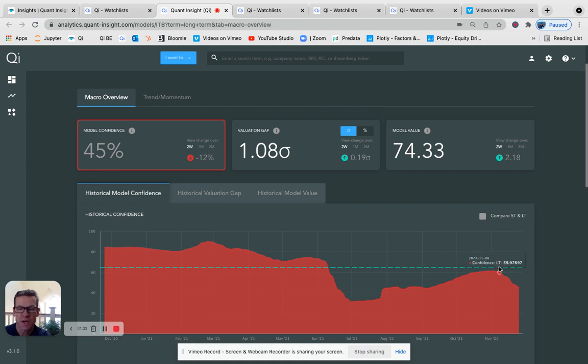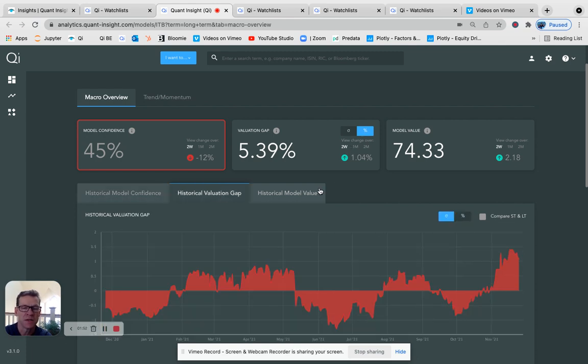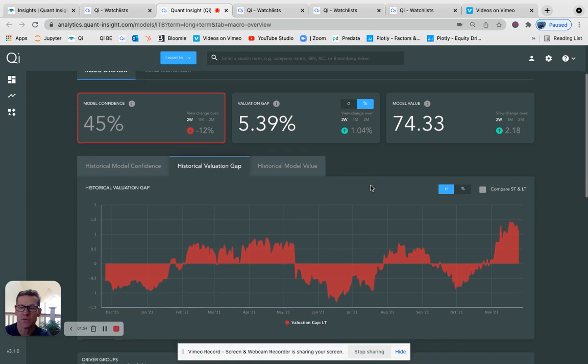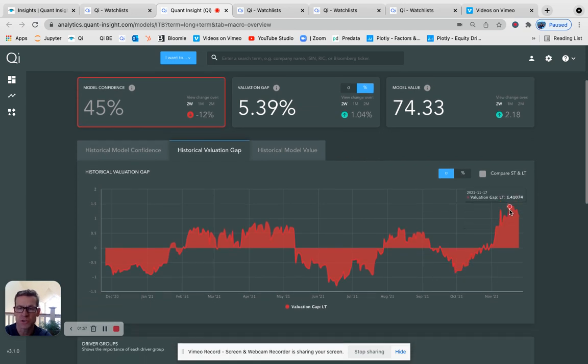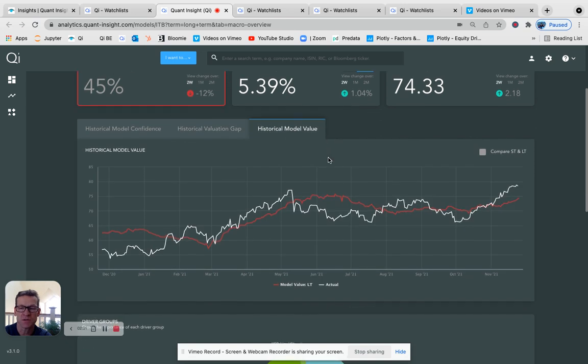Model confidence is below the threshold for a macro regime, so any signal therefore comes with a health warning, because other factors, non-macro factors, are also helping explain the variance of ITB. It is currently 1.1 sigma, which is nearly 5.5% rich to macro fair value. How does that sit within its own historical range? Towards the top end. So if we were in regime, this would be an interesting signal.